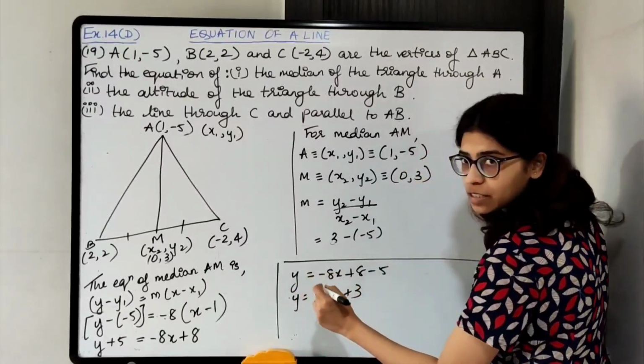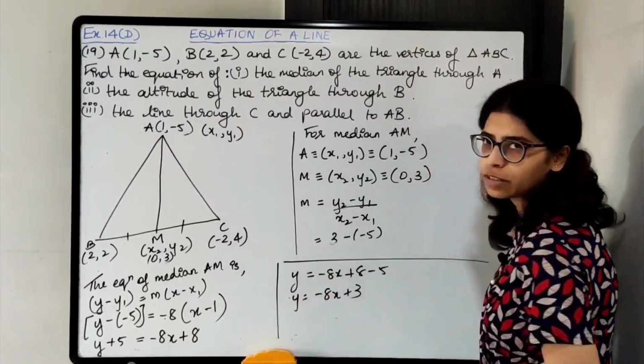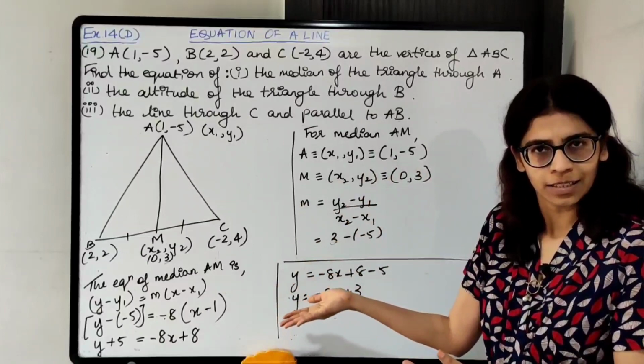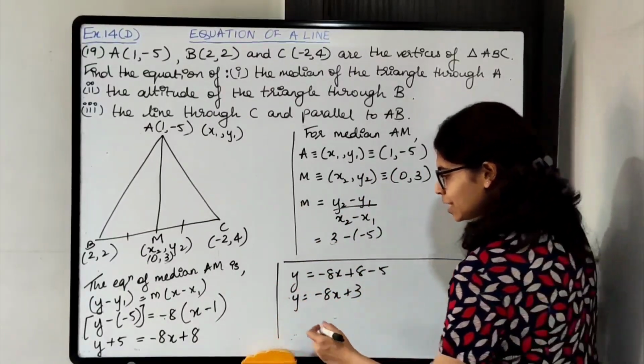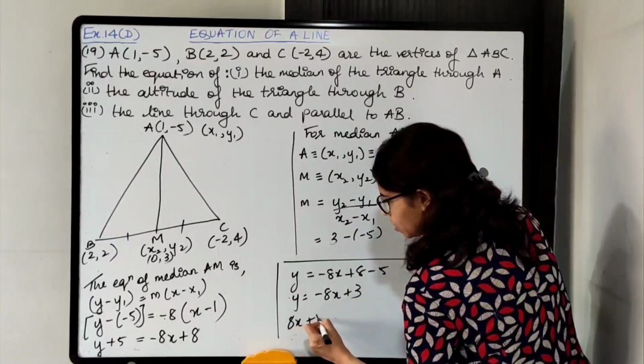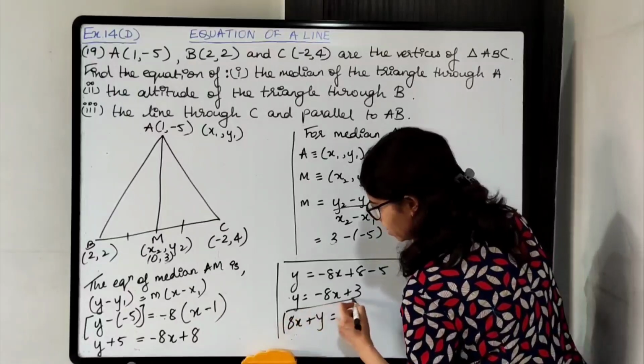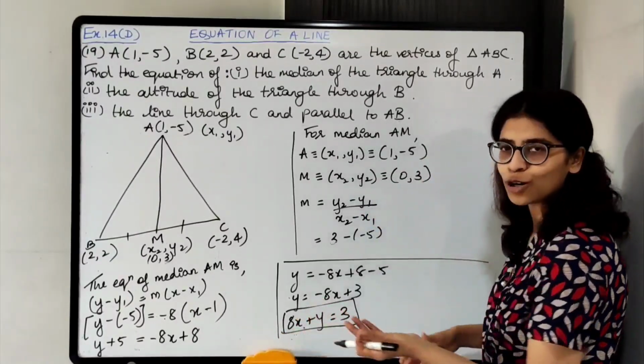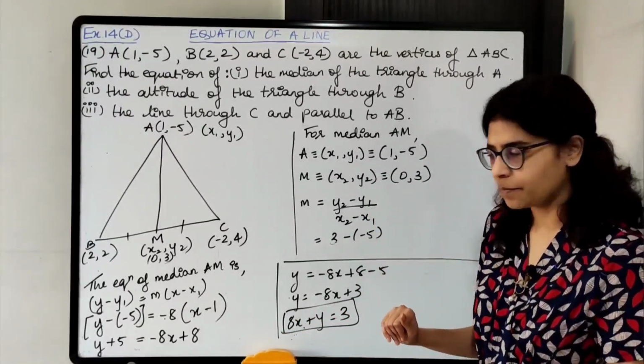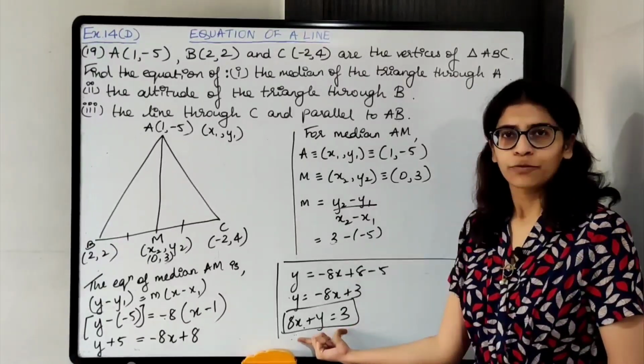You can keep it like this or shift 8x over here. Normally x हम लोग negative नहीं रखते हैं. We'll shift it on the other side. So 8x plus y equals to 3. This will be the equation. You can consider this or this. Both are correct. All right. So we got the equation of AM.